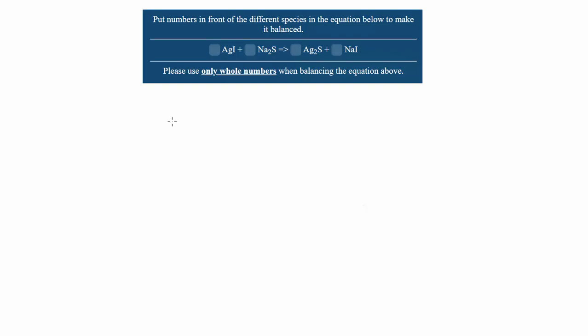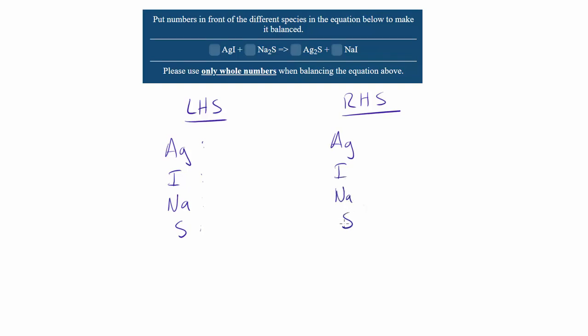So in this case, let's do the left hand side first. I'll just use LHS as an abbreviation for left hand side, and RHS for the right hand side. So we've got silver, iodide, sodium, sulfur. So it's AgI and Na₂S, okay.